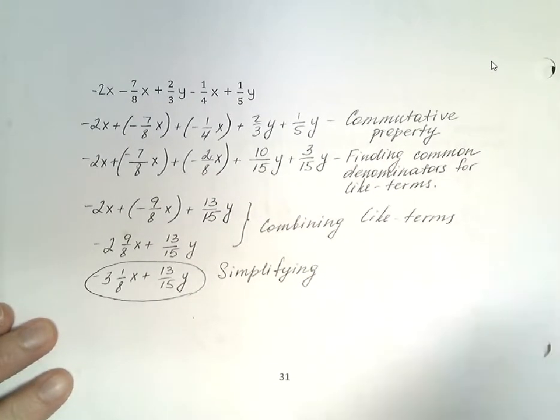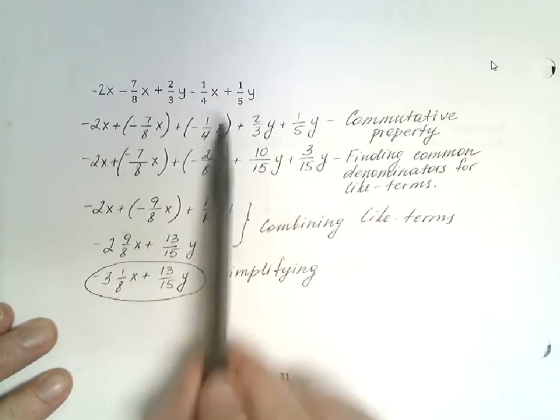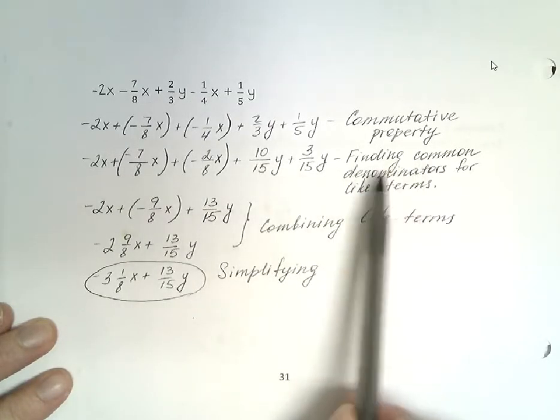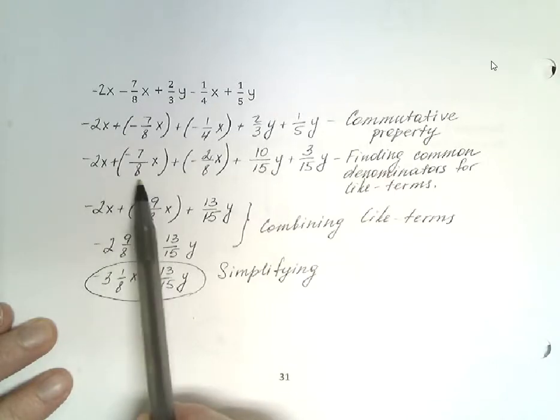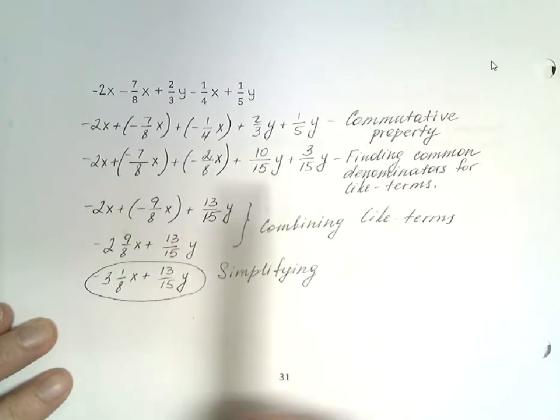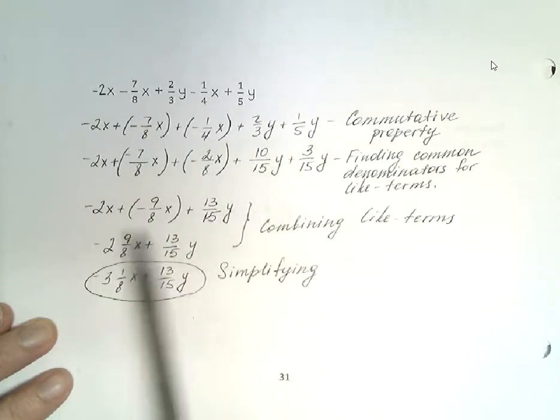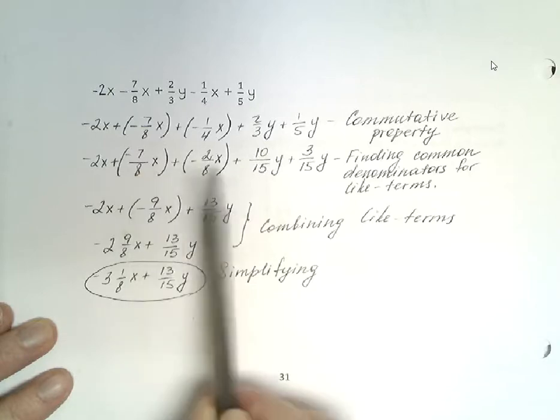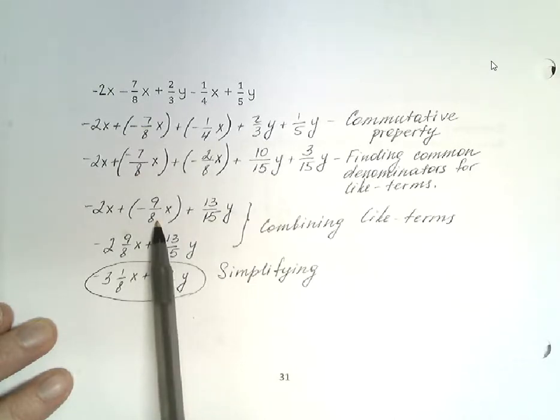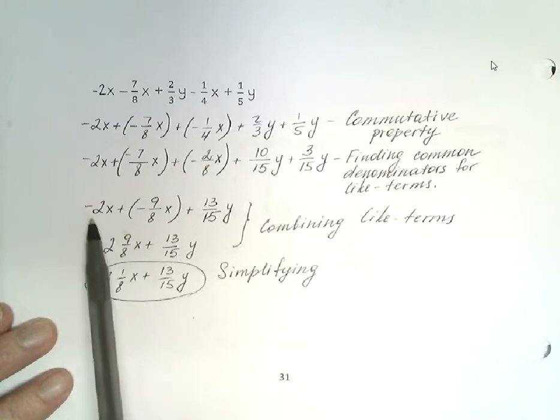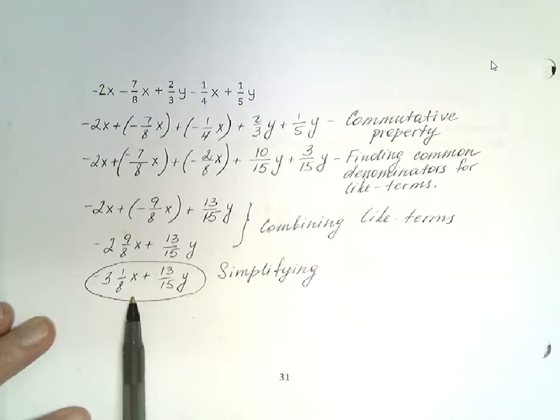In second problem, same exact thing. First, I used commutative property to switch numbers around, and I changed subtraction to addition as well. My step was to find the common denominators for the like terms. So 8 for x's, 15 for y's. Then I combined like terms. So here I added fractions part first, and then in the second step right here, I just combined the integers and the fractions part, and then I simplified. That's my final answer.